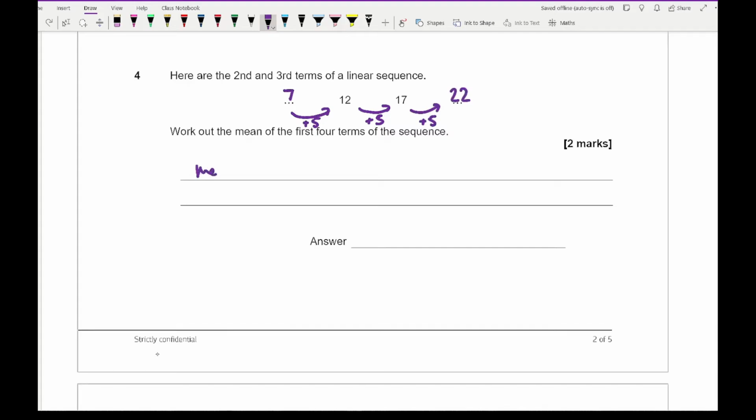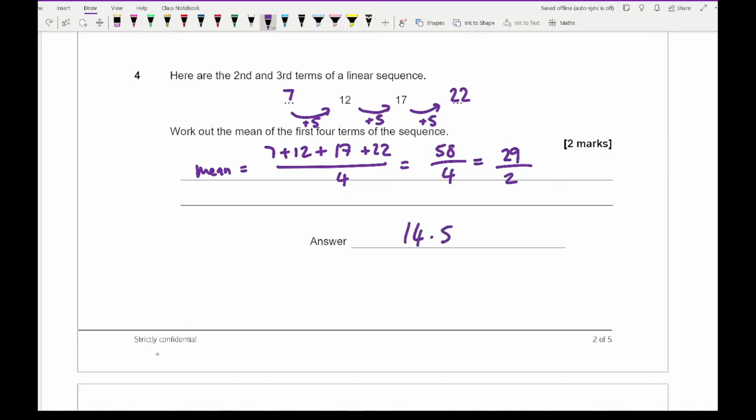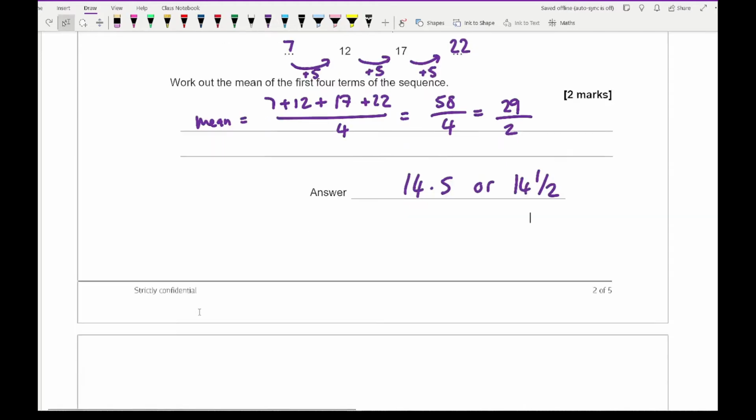So to work out the mean, I add up those 4 numbers. So 7 plus 12 plus 17 plus 22. I'm going to divide that all by 4. Doing the calculation, that's going to give me an answer of 58, divided by 4. Half of 58 is 29, and divide that by 2, so that's going to be half of 29, which is 14.5, whichever you prefer to write it as.